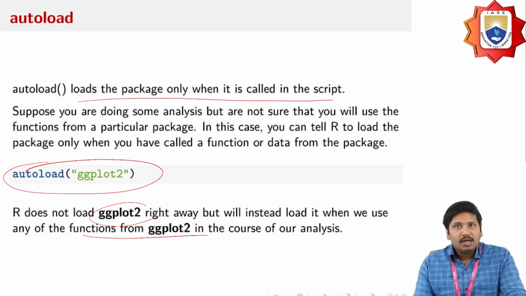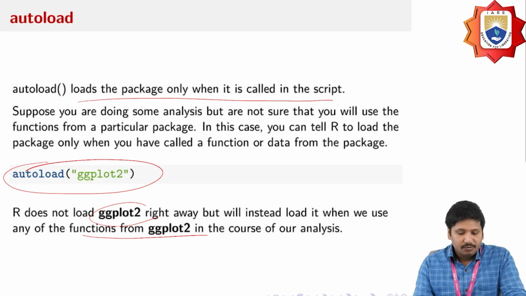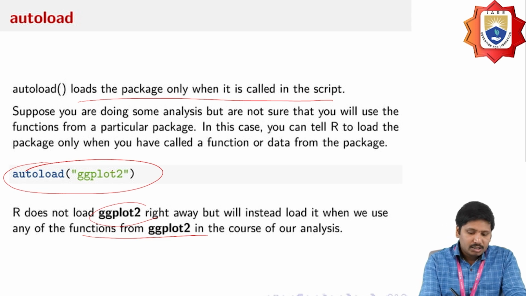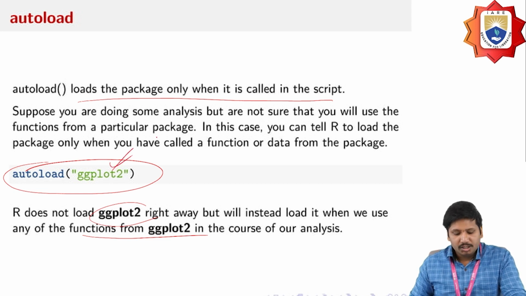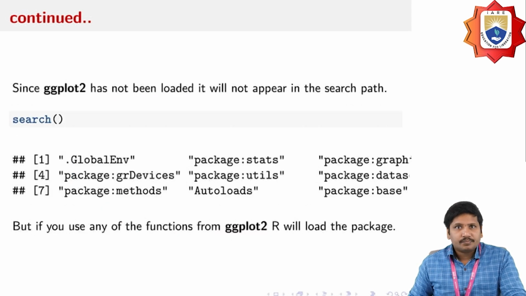So autoload is another function that loads the package whenever I call it in the script itself. How can I call the loading of that particular package in our programming? With autoload, of the package name, ggplot2, I mention. So R does not load this right away, but instead we can load it when any of the functions are used in our analysis.